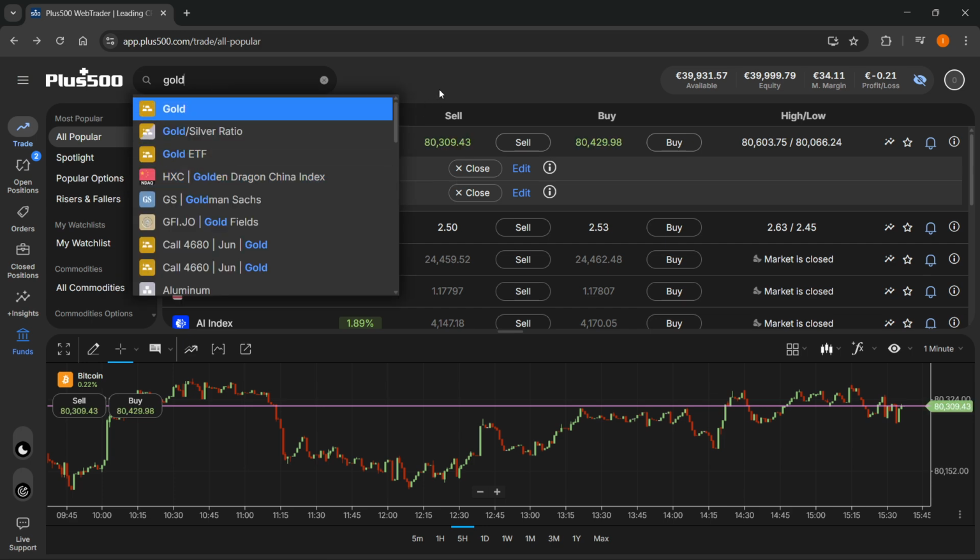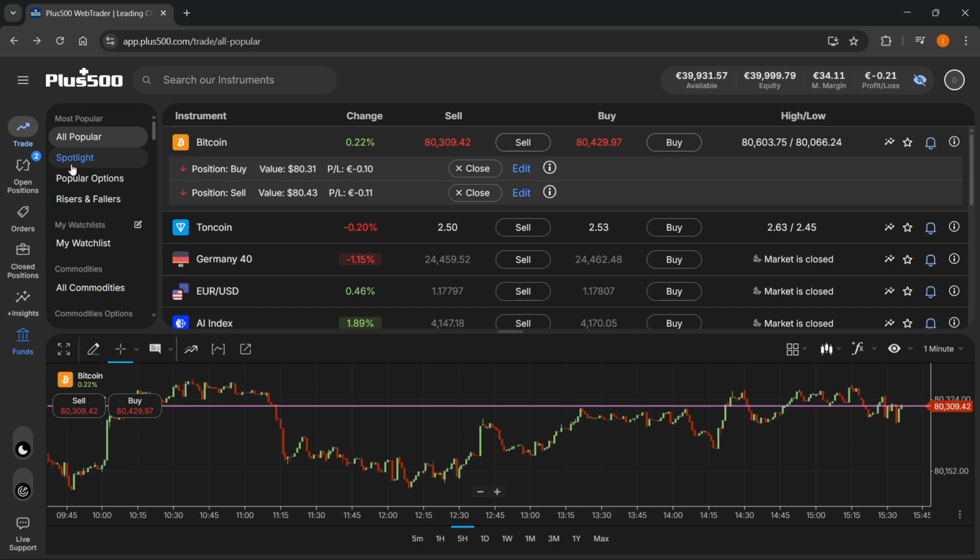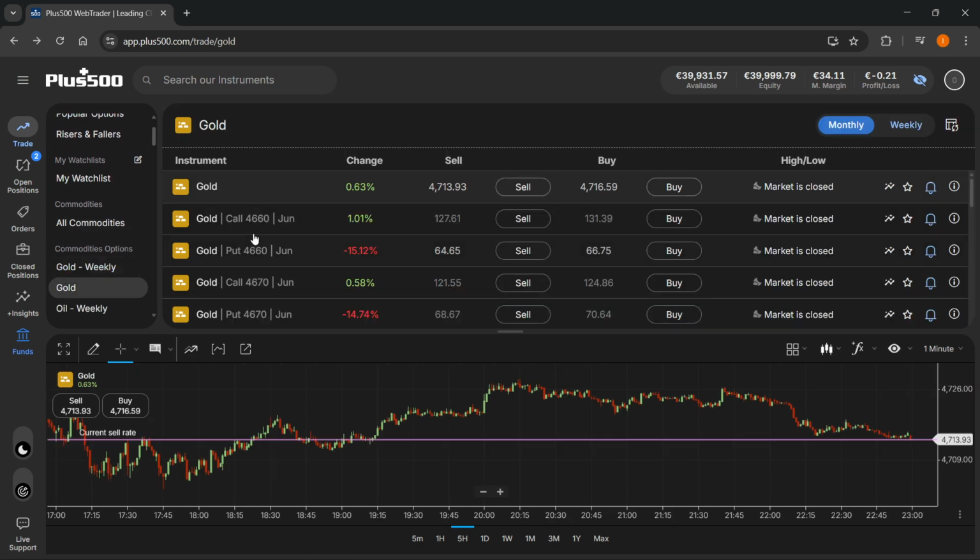Now, of course, you could also search it over here on the left where it says most popular, and if you scroll down, you can see there's gold over here, so you can click on that, and then on here you can see you have gold. So in here you have the buy and sell options just like this, as you can see, and then you have the buy and sell here at the bottom as well.